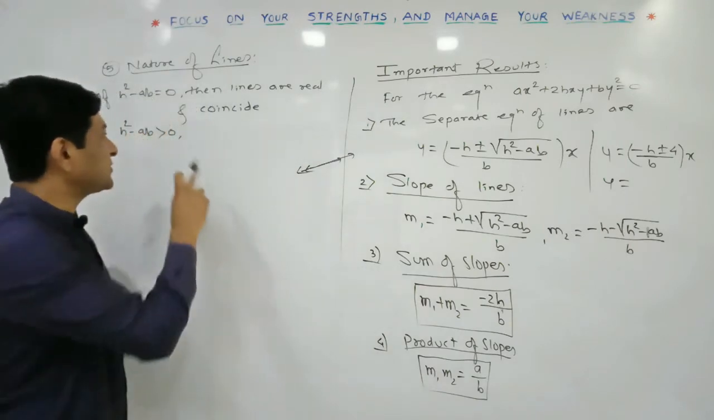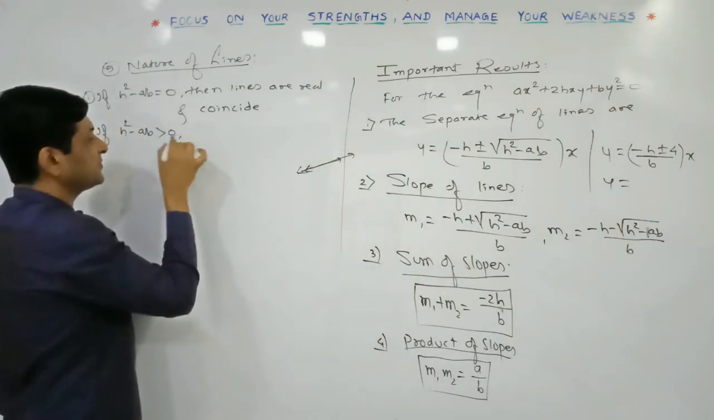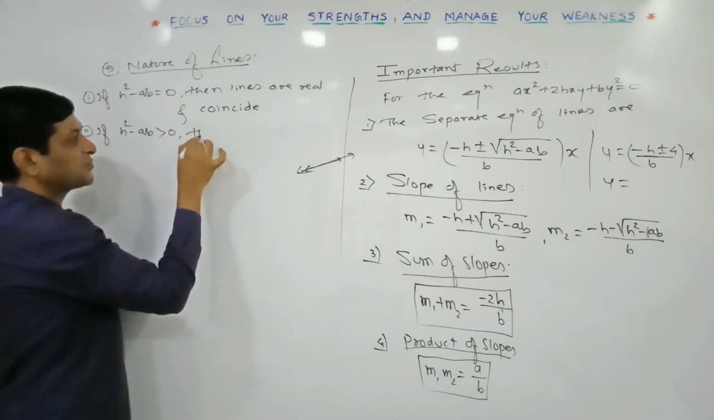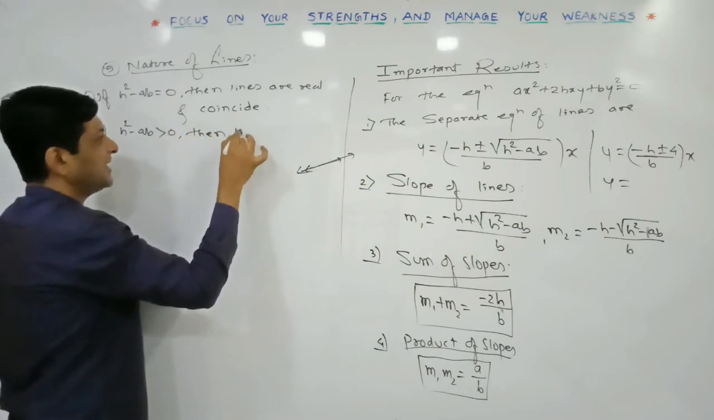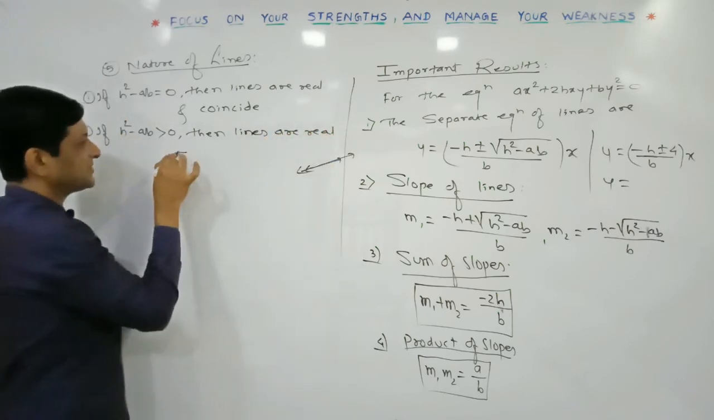So if h square minus ab is greater than 0, at that time we can say that the lines represented by this homogeneous equation are real and distinct. Then lines are real but distinct.